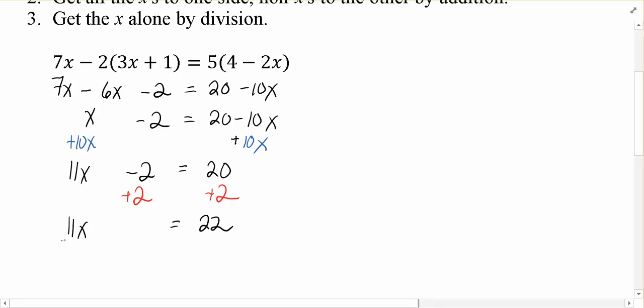Then if we want to try to get the x by itself, we'll divide both sides by 11, getting us x equals 2 as a final answer.